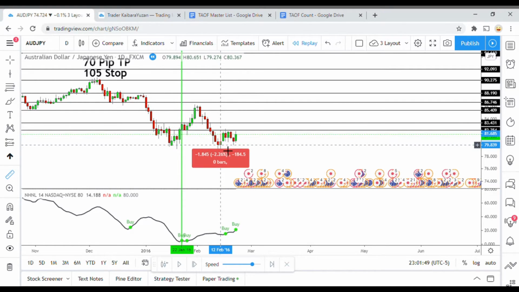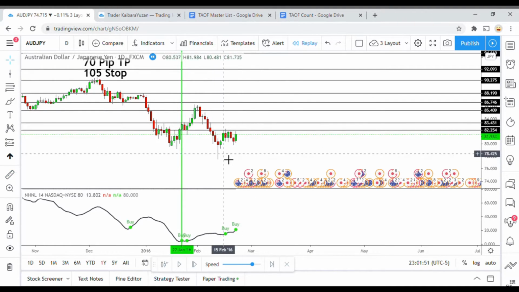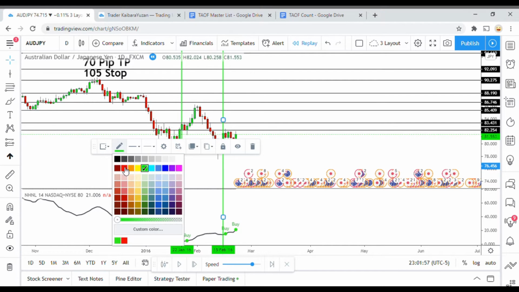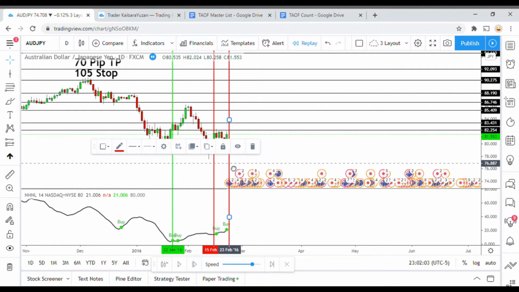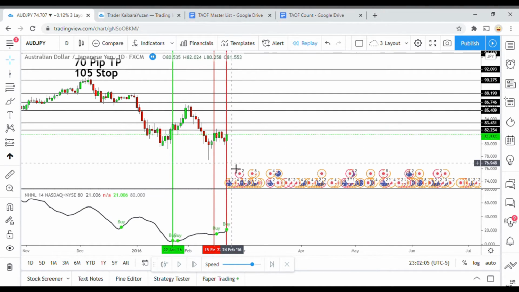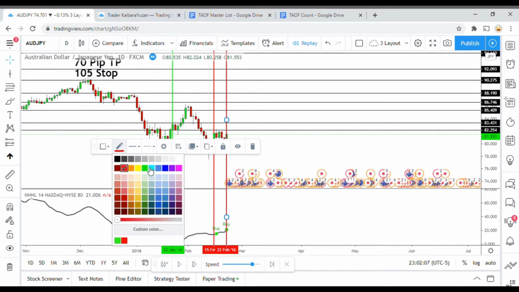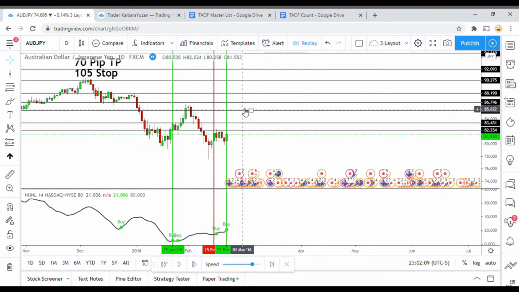Let me double check that we didn't get stopped out here. We actually did get stopped out on this first one. But then this one right here, where is it? There we go. That one right there gave us another signal to the upside. And so again, kind of a confluence of price action along with an indicator.